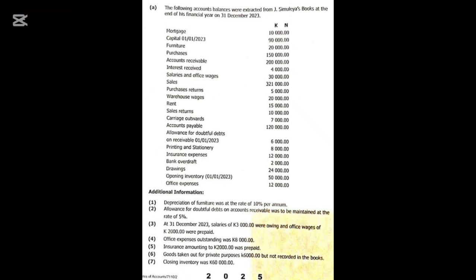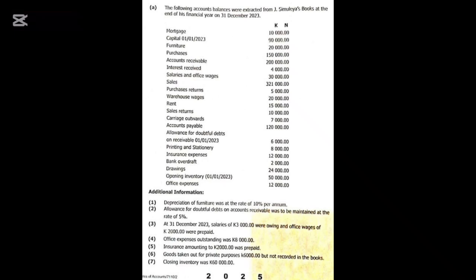So before we do that, for the list of balances which we have been given, let us look at the additional information that we have. Depreciation of furniture was at the rate of 10% per annum. Allowance for doubtful debts on accounts receivables was to be maintained at the rate of 5%. At 31st December 2023, salaries of 3,000 were owing and office wages of 2,000 were prepaid.